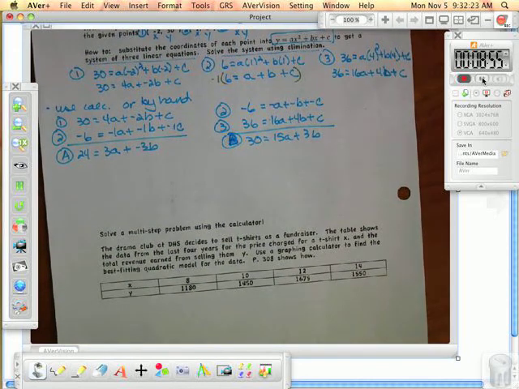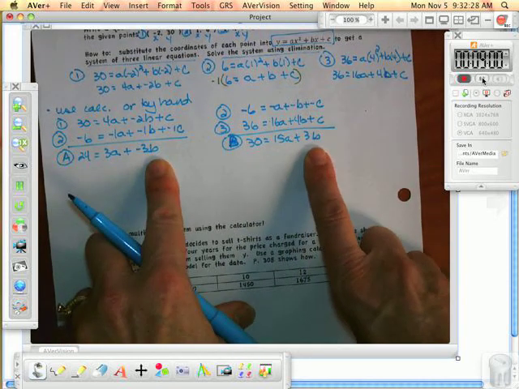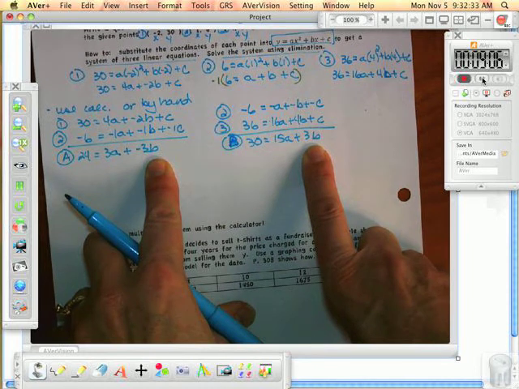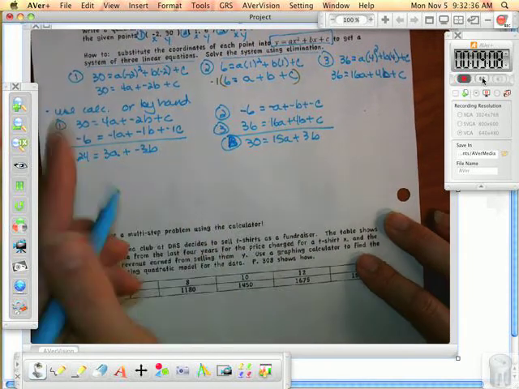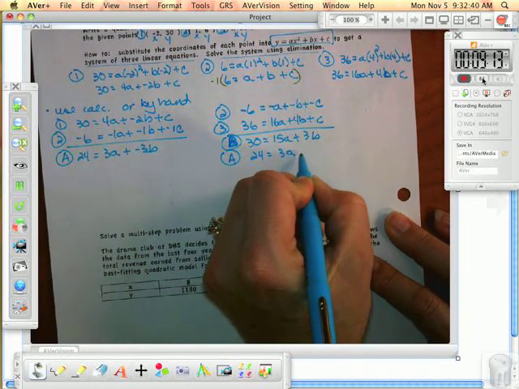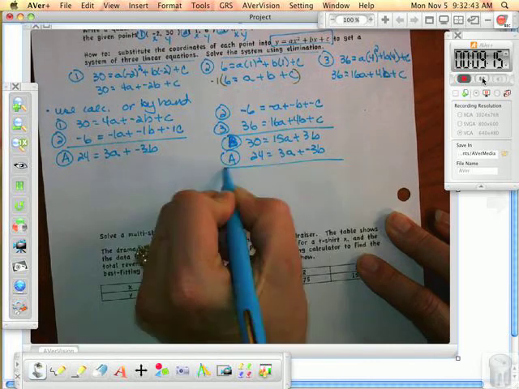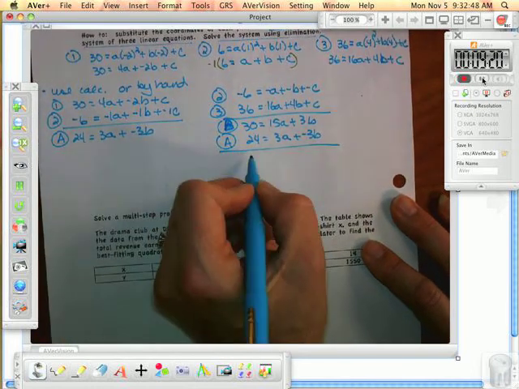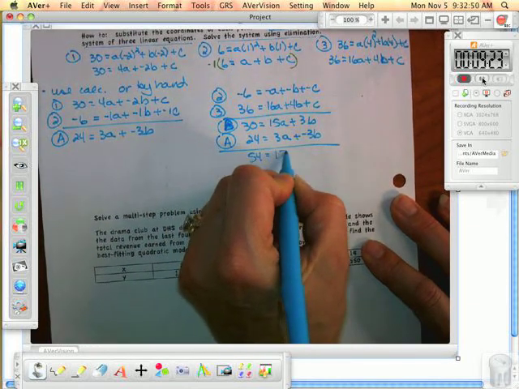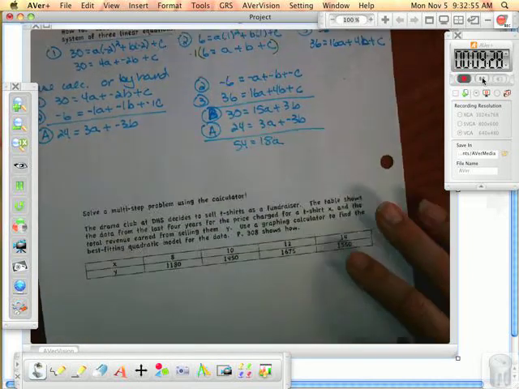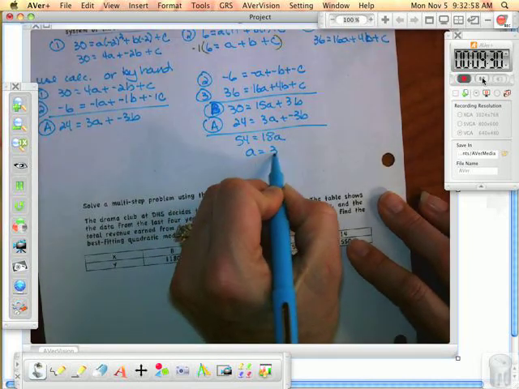Oh, look! Look how pretty that is. Look what we can get rid of. See that? We can get rid of the B. So I'm going to bring A right over here. I can automatically get rid of that B, and I'm going to have 54 equals 18A. And A is equal to 3. Beautiful.